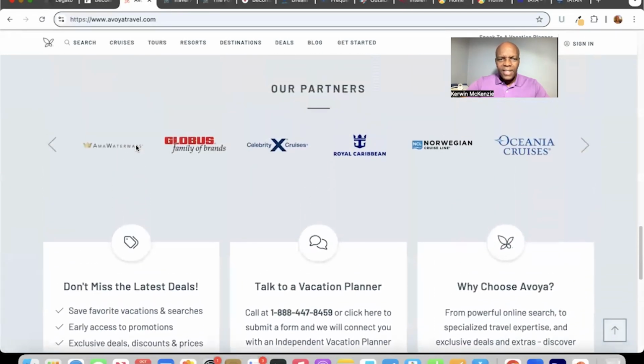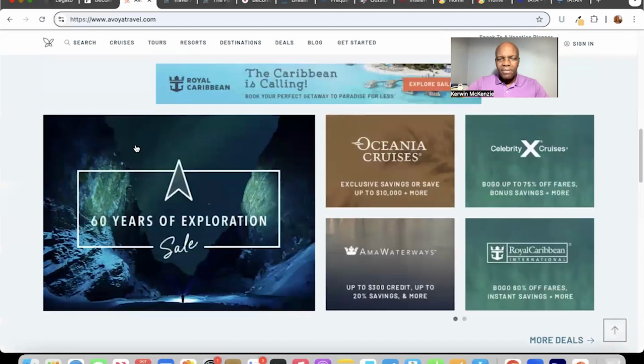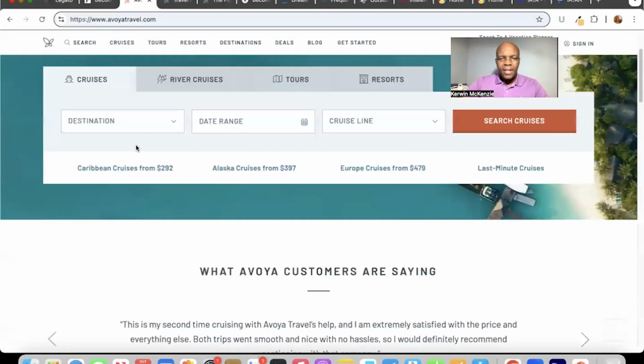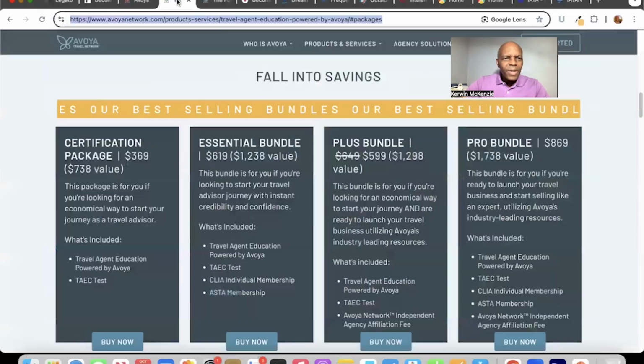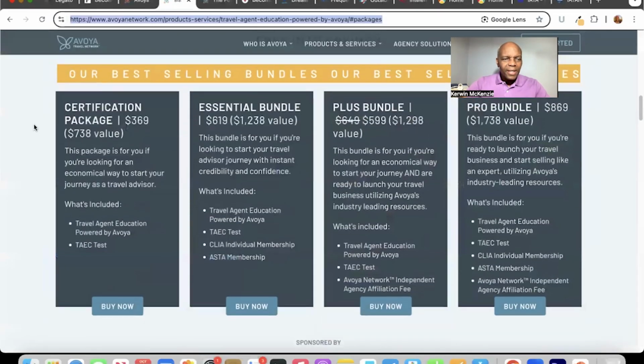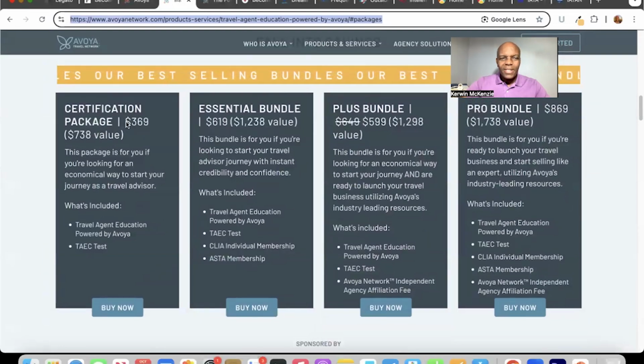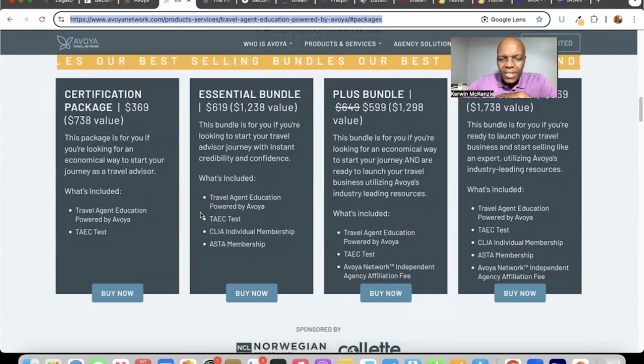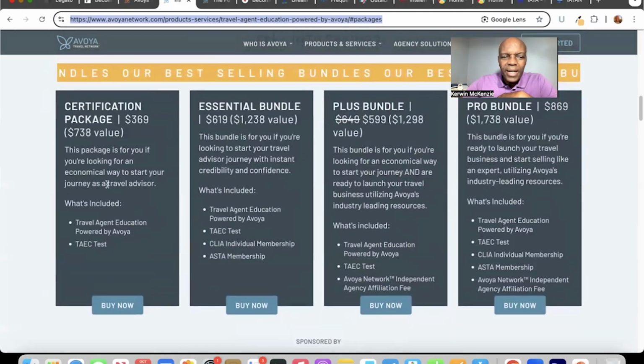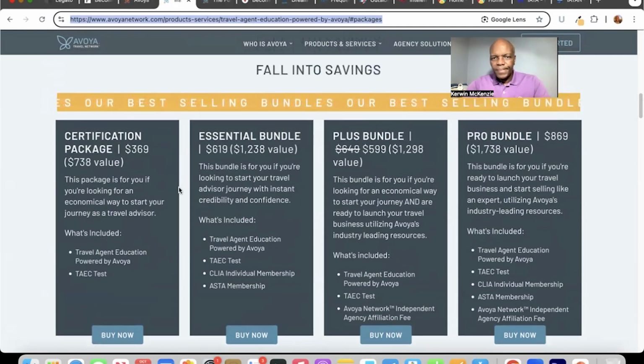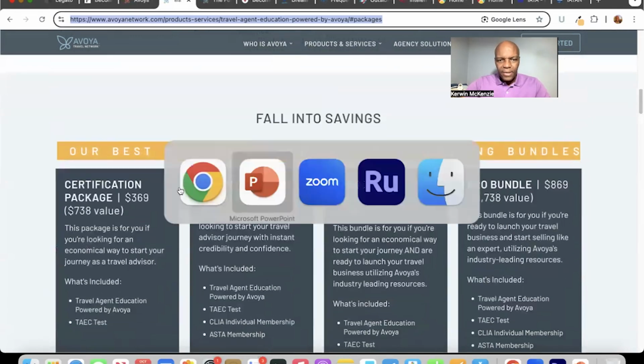And I couldn't find the pricing for Avoya. But you can come through here. This might be here. Oh, I did find it. So they are pretty expensive. So it's looking at what certification. They also have little bundles that you can get where you get the agent education. CLIA is cruise lines, and ASTA is another travel agency association. So depending on what you want, you would sign up based on what they're going to offer you. You can always go through and check those.